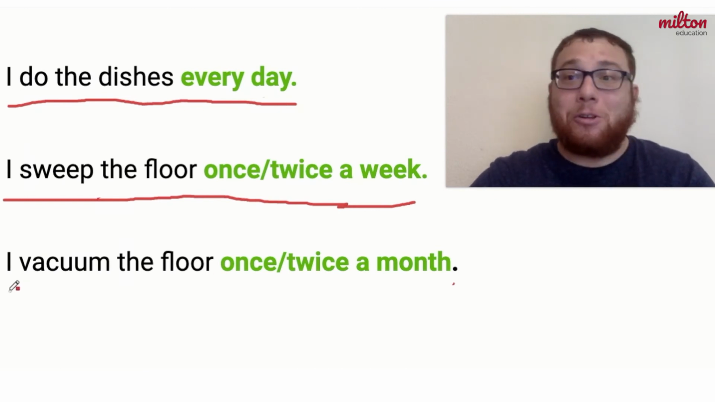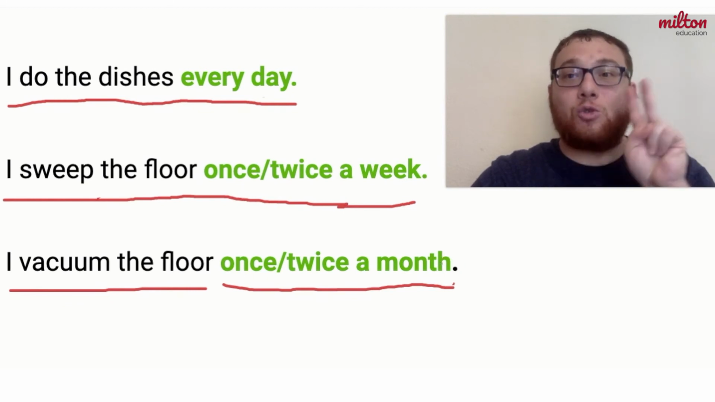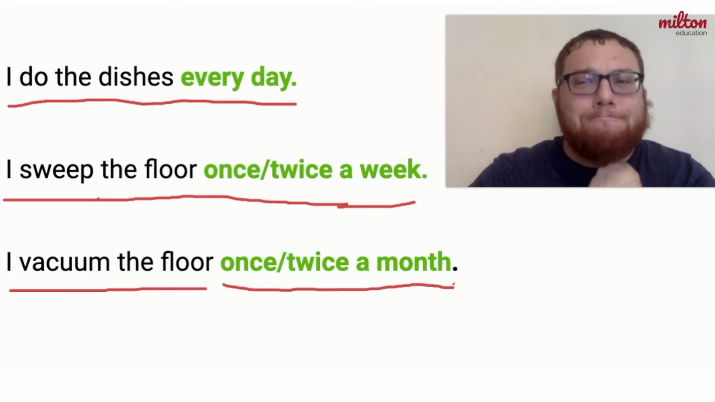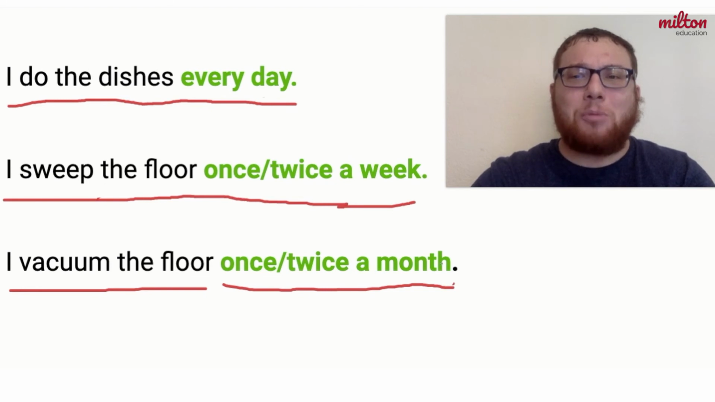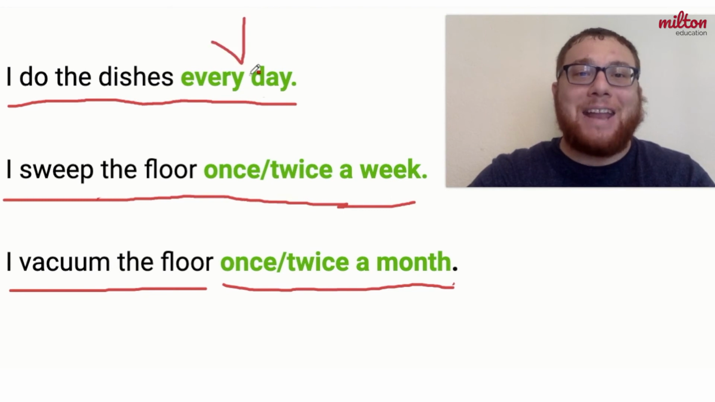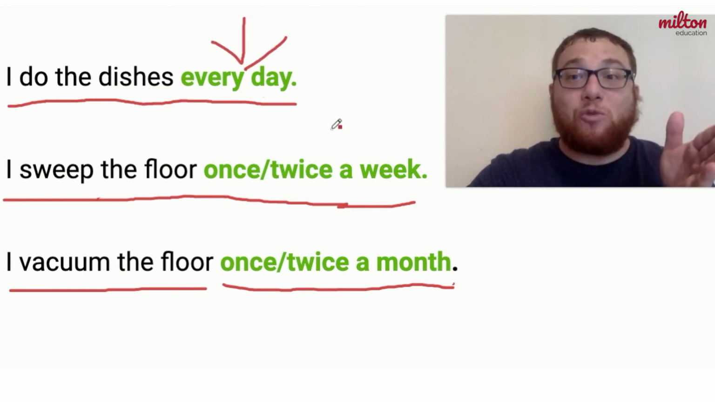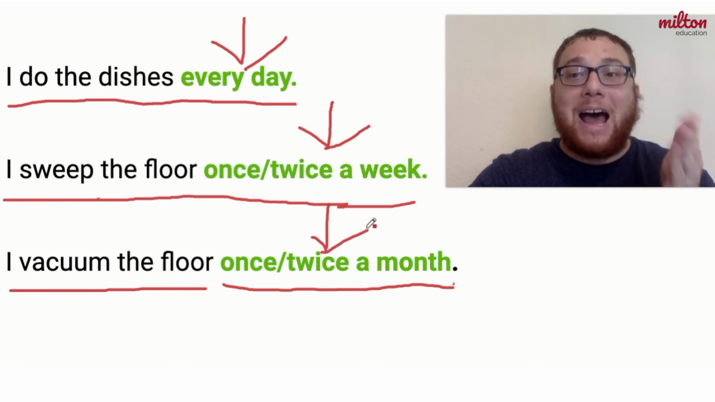And in a similar way, you can say, I vacuum the floor once or twice a month. Once means 1. Twice means 2. And what do you notice about these expressions? They always come at the end of the sentence. Every day comes after I do the dishes. So these expressions always come after the main idea of the sentence.